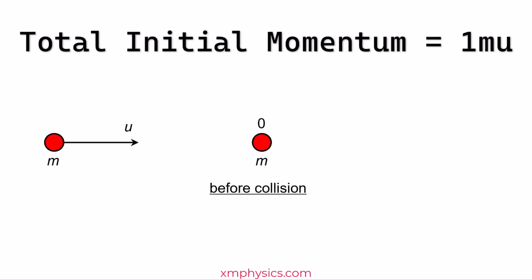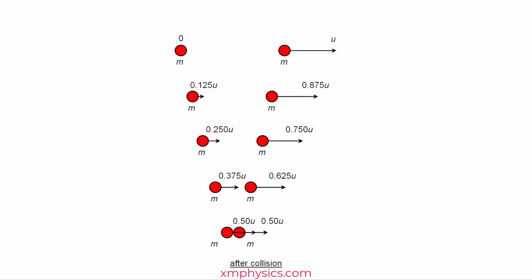A collision between two equal masses m, one with initial speed of u and the other initially at rest. These are just 5 out of all the infinite number of possible outcomes.